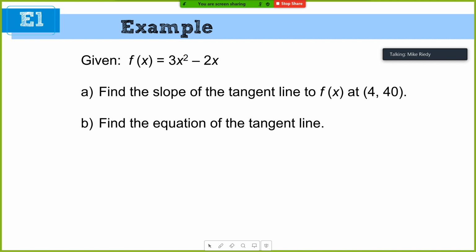If you think you have it, please give me the celebration emoji. All right, good, good. A couple people, excellent. Getting there, slowly but surely. Don't call me Shirley.